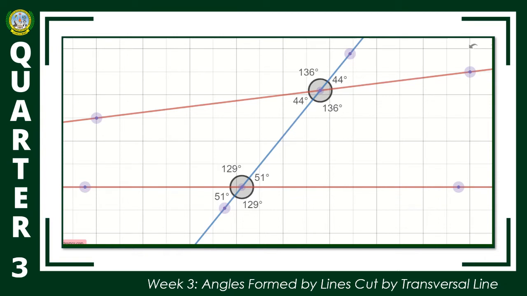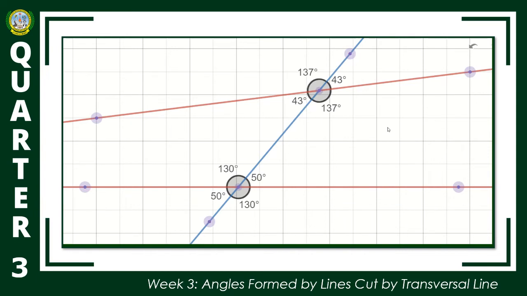So, dito po sa figure natin, yung transversal line po natin is itong ating blue line. At yung red lines naman po, yung lines na kinakat ng transversal. Remember, kada intersection, meron tayong 4 na angles na nabubuo. Okay? So, dito makikita na agad natin yung vertical angles at yung linear pairs natin.